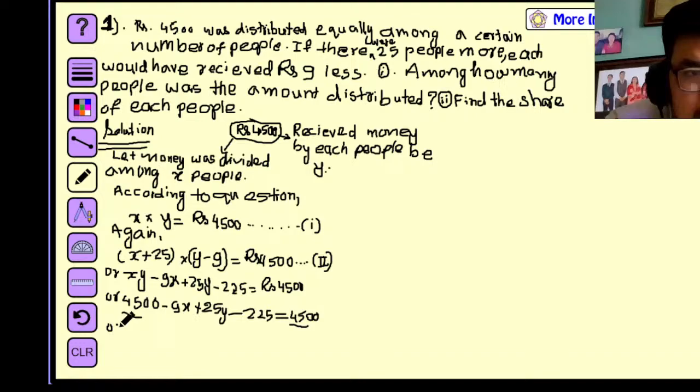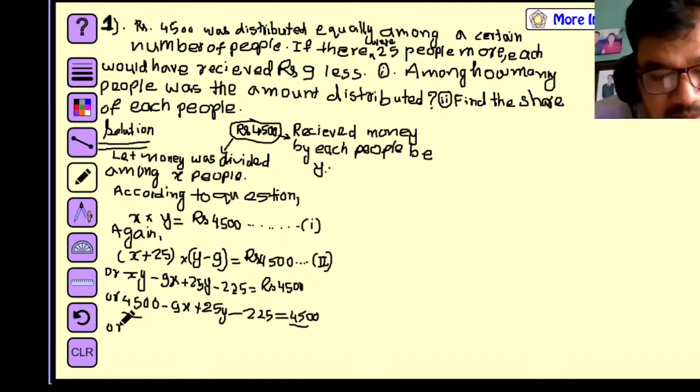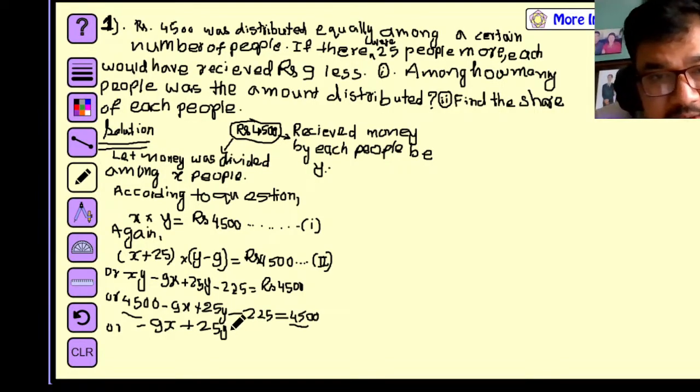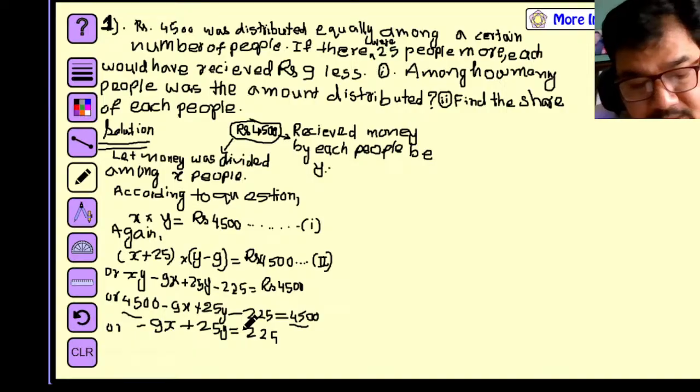Now look here, children. What remains is minus 9x, right here minus 9x, and here remains plus 25y. And this minus 225 we can take on the right side, then it will be positive. So 225 will be on the right side.